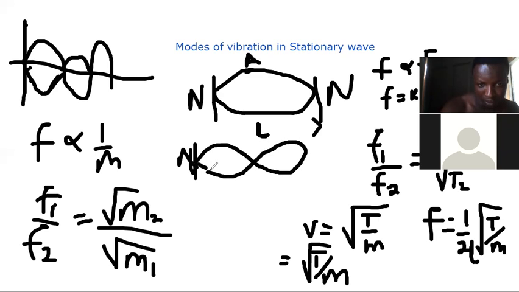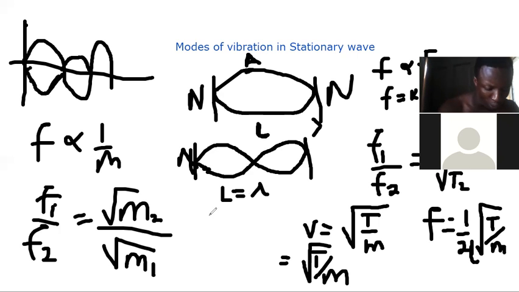That will be the first overtone. So in this case, the length here will be equal to this. Have you seen it? So this will be the first. This we call the first. So this is the fundamental. This is the first overtone.